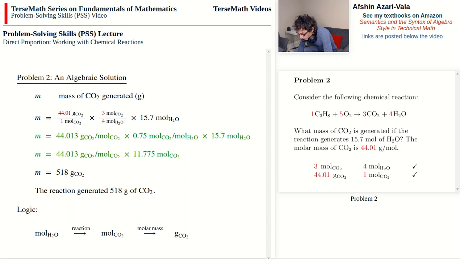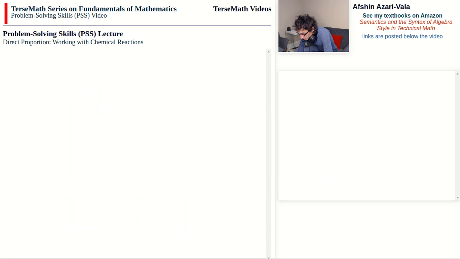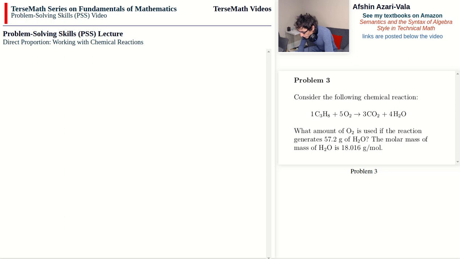Okay, so let's move on to the next problem. And next we have problem number 3. Consider the following chemical reaction, same reaction. And this time I'm also putting away the color coding. At some point I have to wean you off of it, so you don't get too used to it. Just remember that the numbers in the chemical reaction will give us one relationship, and anytime there is a molar mass, we get another relationship.